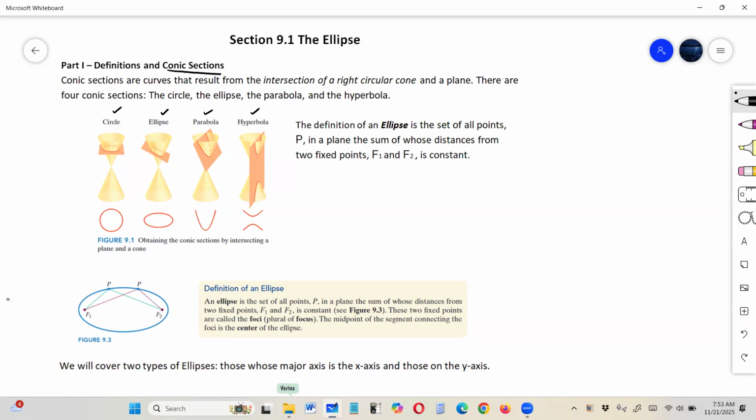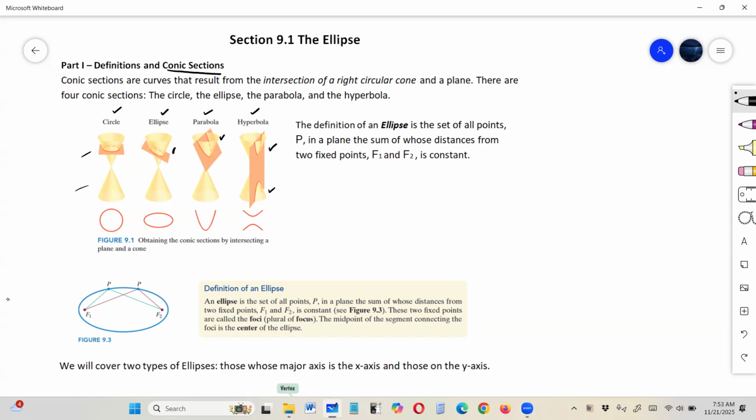So here you see we have two cones, and when we slice the cone parallel to the bottom of the cone, we get a circle. If we increase the angle a little bit more to a certain degree, we get an ellipse. If we increase it a little more, we get a parabola. And when we incline the angle more so that it is perpendicular to the base of the cone, we get a hyperbola. So that's why we call it the conic section.